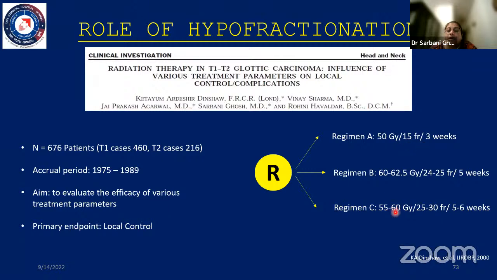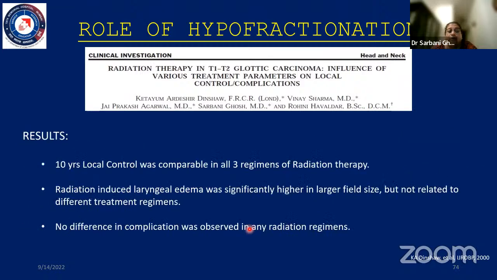Trained in the UK, she actually used this regime most often, that is 50 gray in 15 fractions over 3 weeks. We also used 60 to 62.5 gray in 24 to 25 fractions, or 55 gray to 60 gray in 25 to 30 fractions. These were the various schedules that we had used. Treated 676 patients. The primary endpoint was to look at local control.